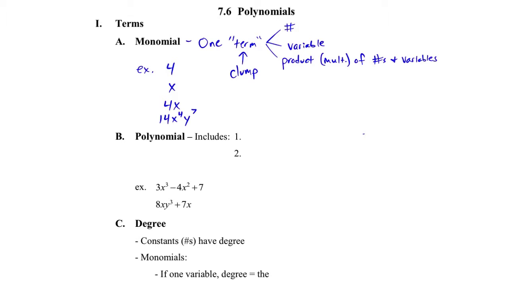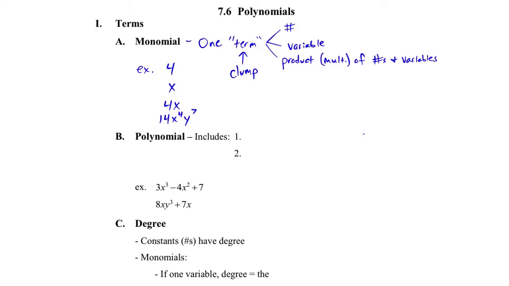But yeah, because this here we said was kind of one clump of numbers, the clumps or the terms will always be separated by a plus or a minus. If it's connected by multiplication, it's going to be one term.